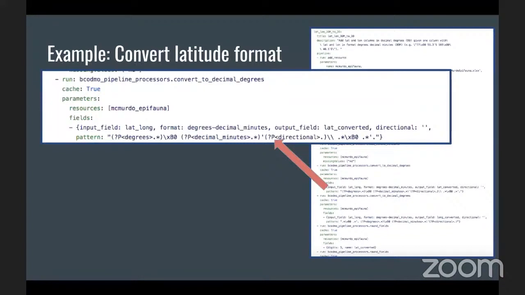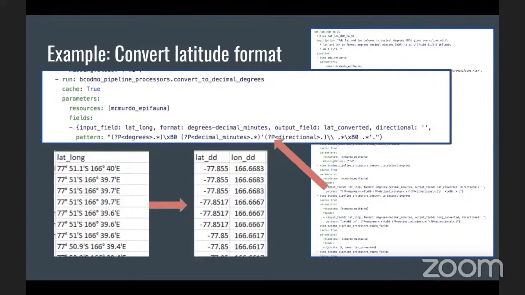And so here's an example of one of these particular steps. This is a different data set than the station depth example that I showed earlier, but this particular data set has latitude, longitude combined in a single column and described as decimal degrees minutes. And so what this step wants to do is extract out the latitude and put it in a separate column. And so this is an example of what that might do. Here we see the combined lat long in a single column, and then splitting out into two separate columns, the latitude and longitude as decimal degrees.